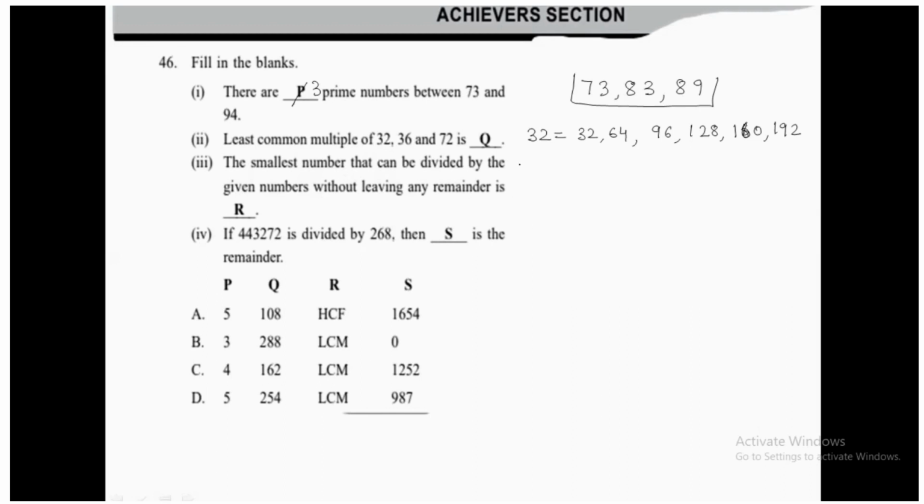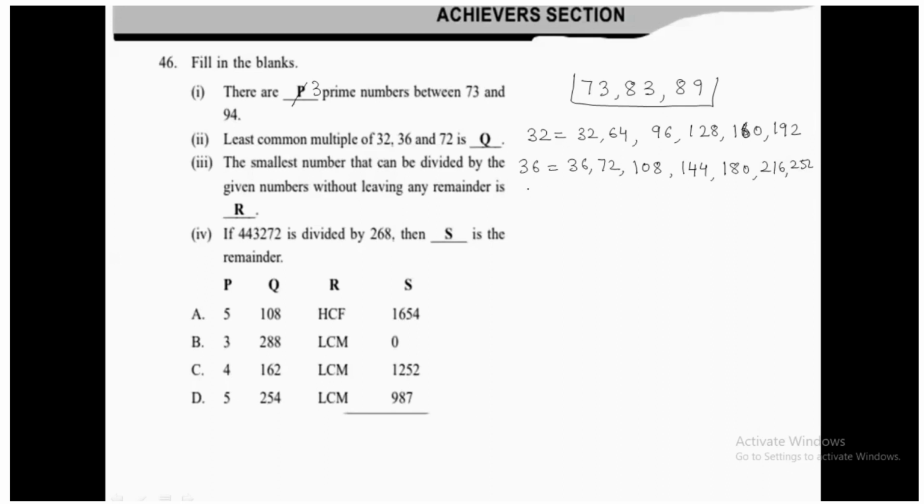Okay, let's try to find the multiples of 36. So what are the multiples of 36 that we have? The multiples of 36 are 36, 72. Okay, after that we have 108. Then we have 144. Okay, then we have 180. Then we have 216. Then we have 252, and it will go on.